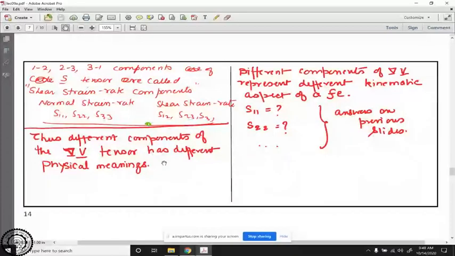instead of dealing with del V or velocity gradient tensor, many times we deal with the symmetric part of the tensor, or strain rate, or sometimes we deal with the anti-symmetric part, rotation rate. And my idea behind all these last two, three slides is that there are physical meanings that we can associate with different components of strain rate and rotation rate tensors.